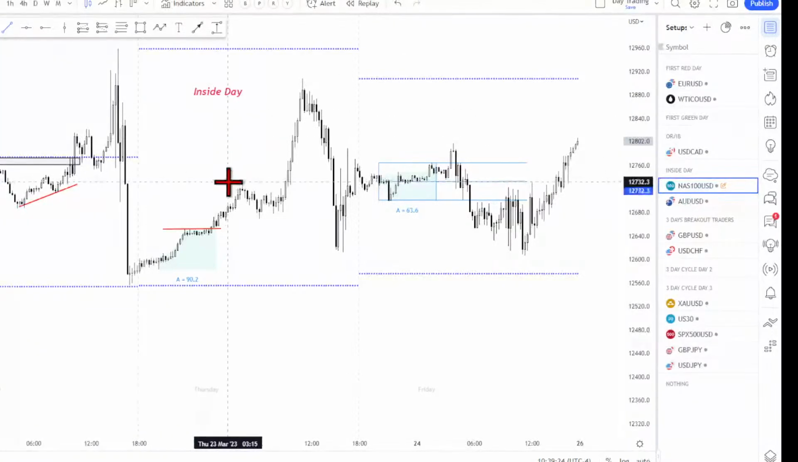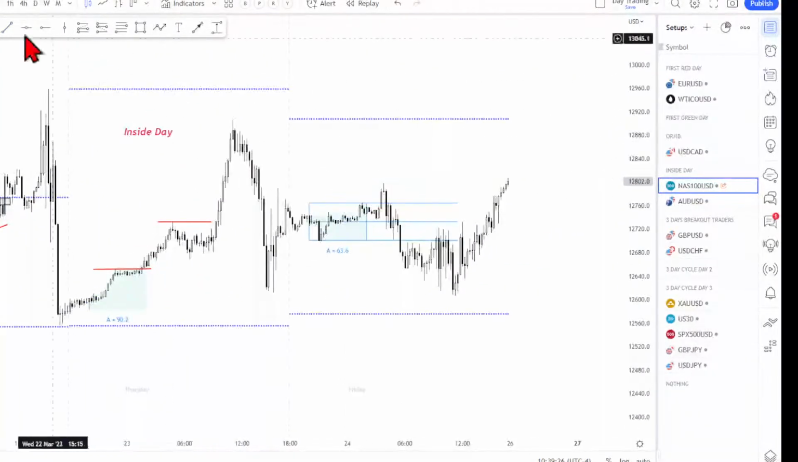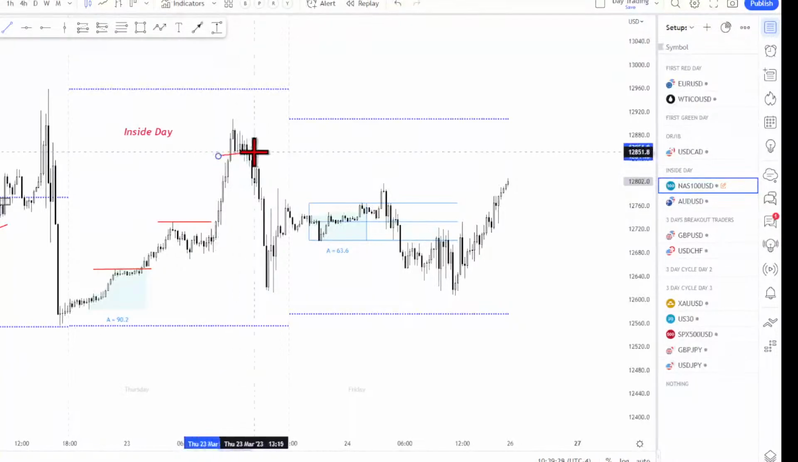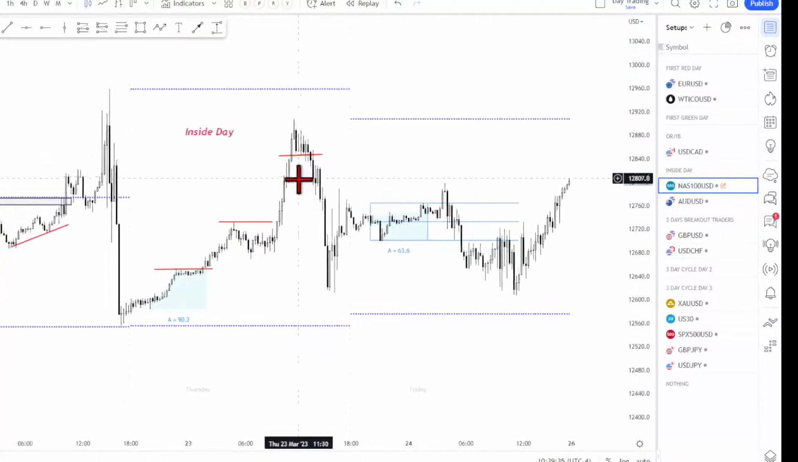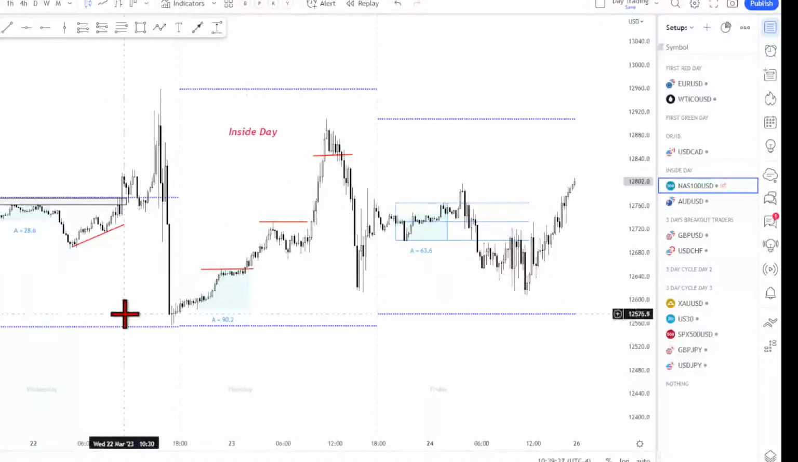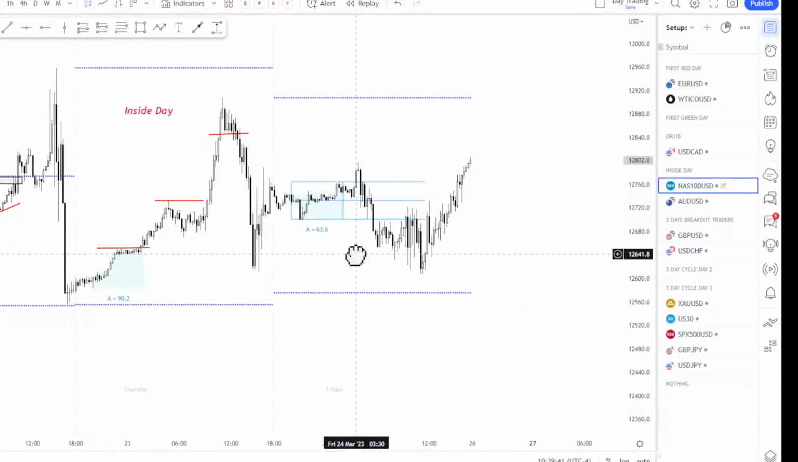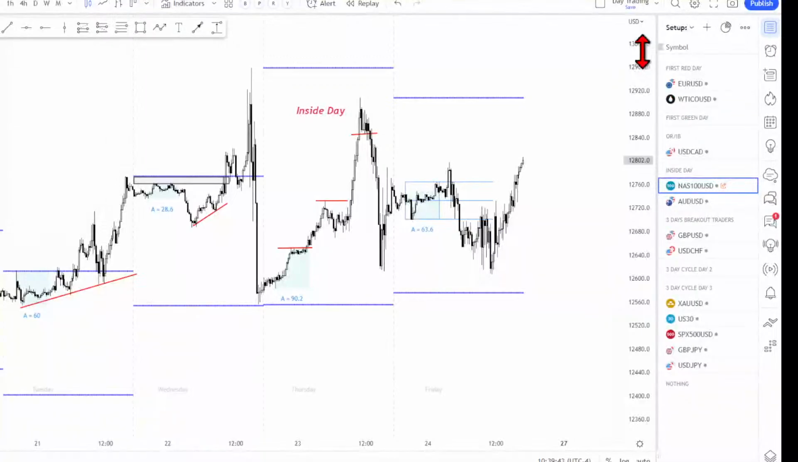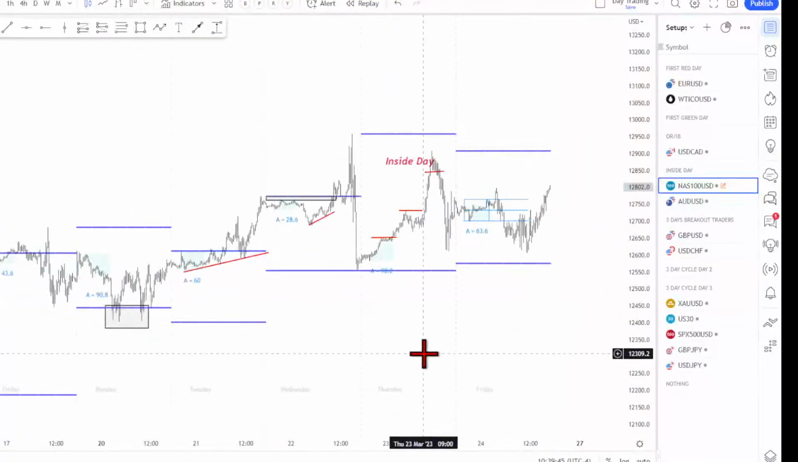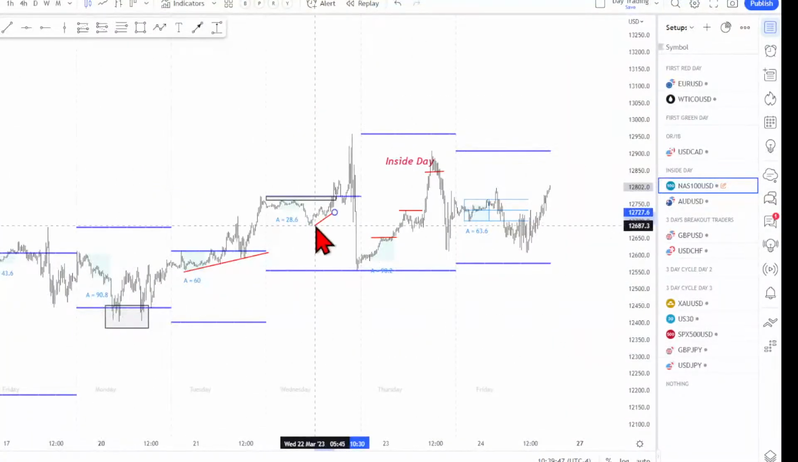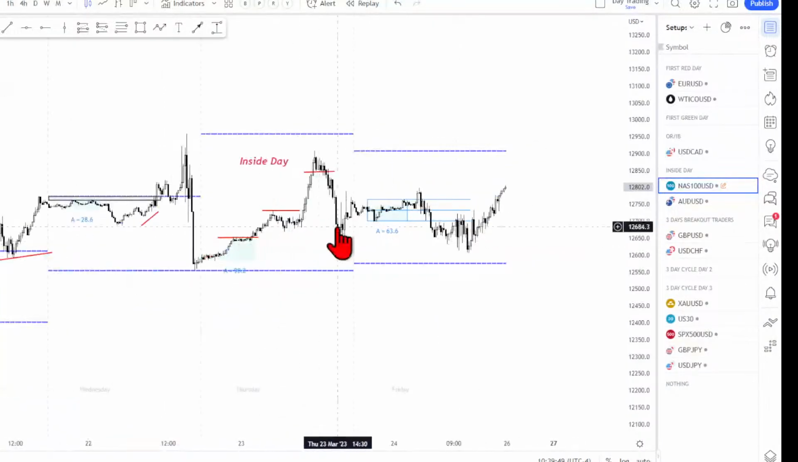This looks to be quite late in the session, and this turned into an inside day. Okay. Yeah, so this is like late afternoon session. First red day, sell high opportunity, but the inside day, oh, we have a double inside day now. I haven't even looked at this. Day 1, day 2, day 3, turned into day 1.